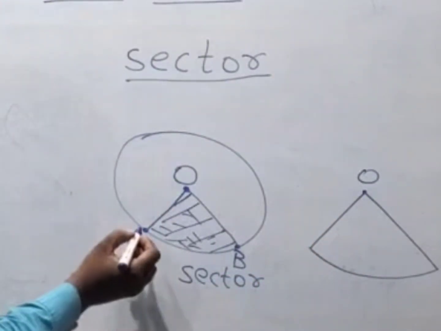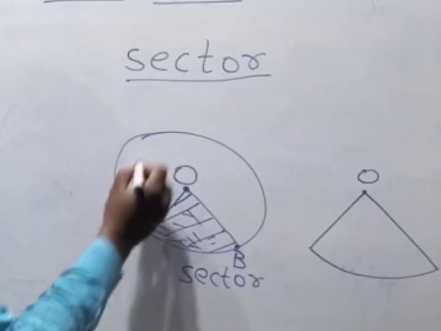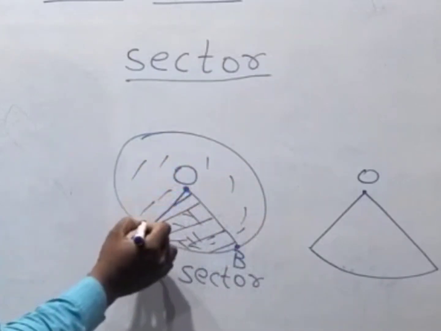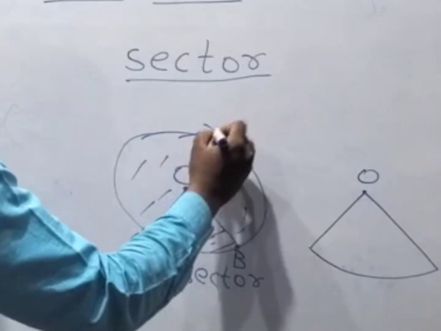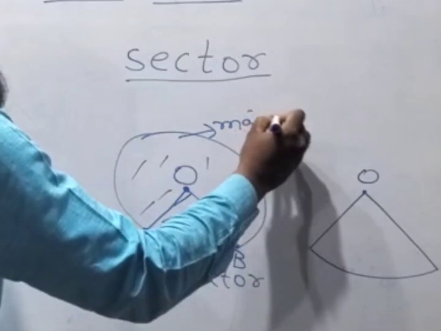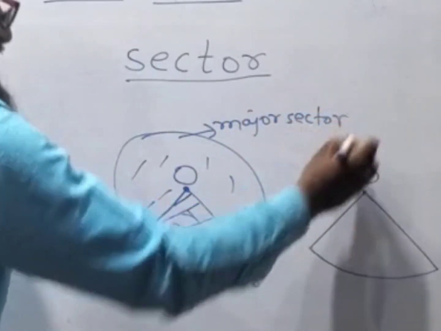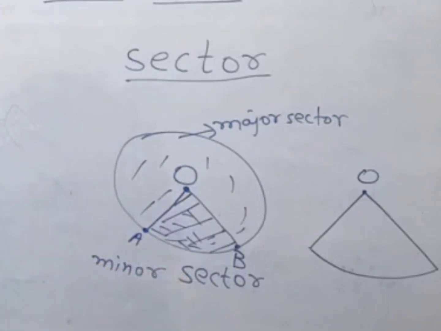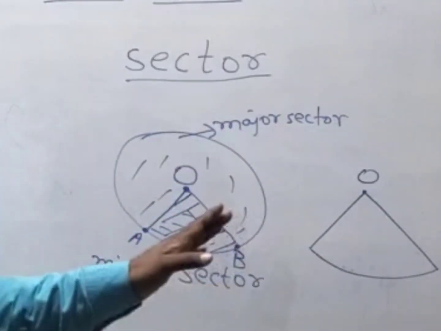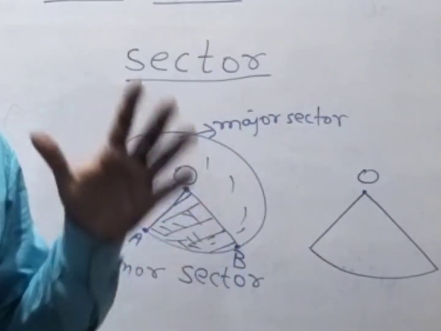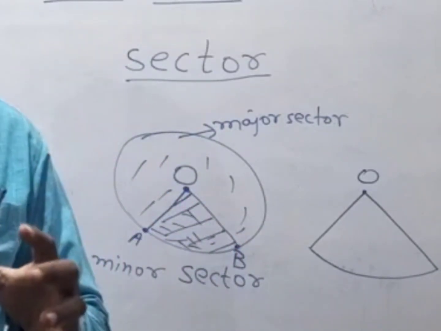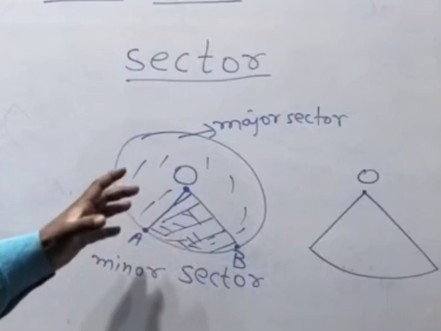So 2 sectors are formed over here. One is the larger one, you can see from here to here. That is called major sector. And this smaller one is called minor sector. Okay, now we have got the clear concept of sector. If you have any confusion, you can ask me in comments. I shall try my best to clear your concept and doubts regarding all these terms.